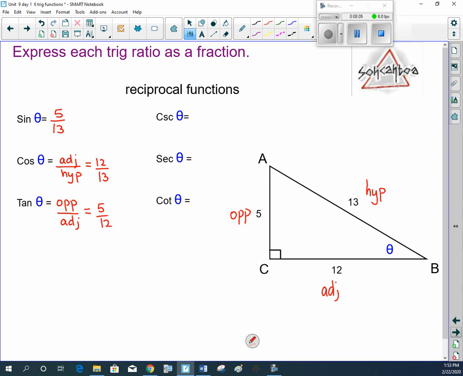So cosecant theta is the reciprocal, so cosecant theta is the hypotenuse over the opposite. It's the reciprocal of the sine, so that's going to be 13 over 5. Secant is hypotenuse over adjacent. It's the reciprocal of the cosine, so that means it's 13 over 12. And cotangent is the reciprocal of tangent, which means it's adjacent over opposite. And so that's going to be 12 over 5.